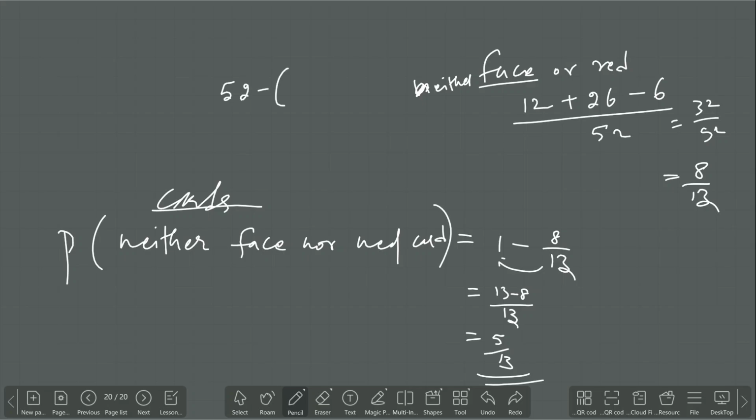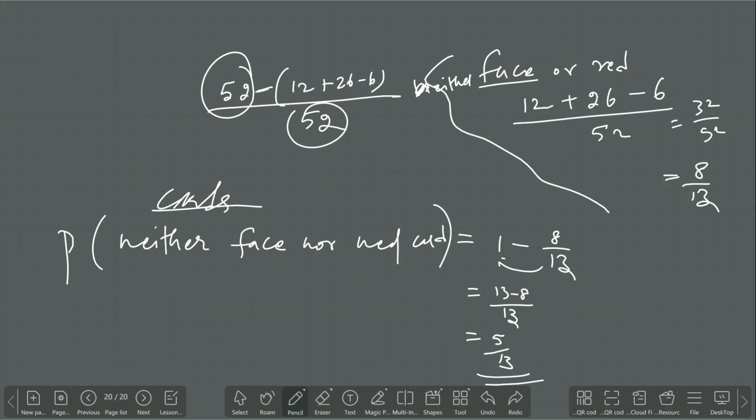Or this is one way: 52 minus the whole numerator, 12 plus 26 minus 6 whole divide by 52. If you do, you will get the same answer. Neither nor comes in the sense, what you write in denominator, same thing you write, minus what you will do for the either sum, that you do after that. You will be getting the required answer. Understand? Go to the break. After the break, we will meet.